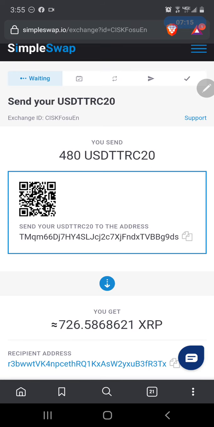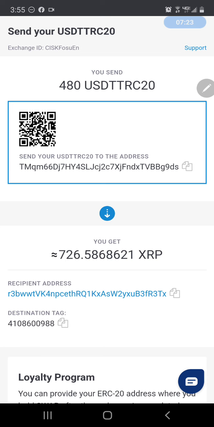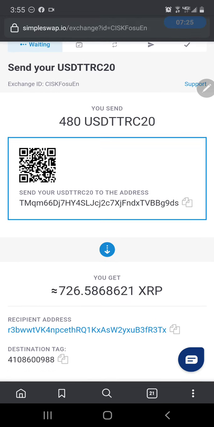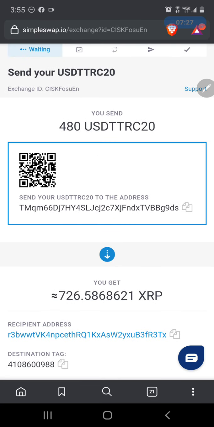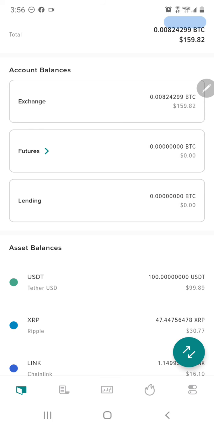All right, so now we're just waiting for the transaction to go through. We sent the 480 to this address, and we're just waiting for the 726 to show up in our crypto card account. And from there, I'll show you how to convert it over to the card, and we'll be ready to make that payment. And since that might take a few minutes, we'll go ahead and go over to Poloniex, and let's just see what the exchanges are doing over there.